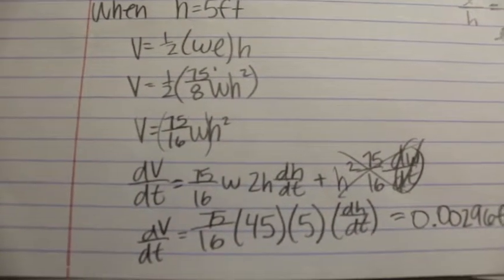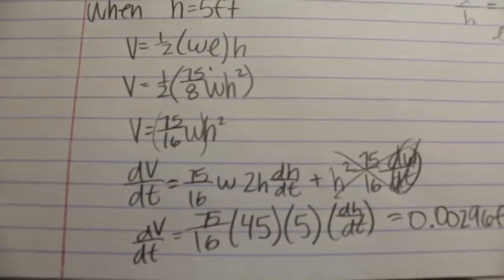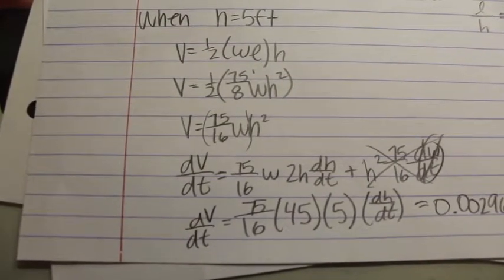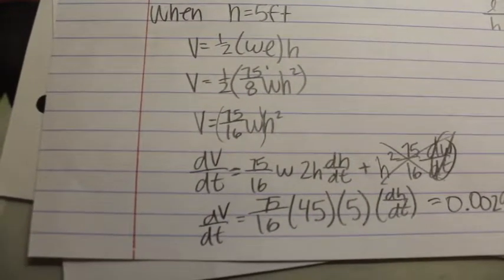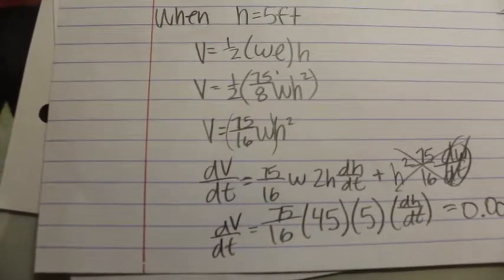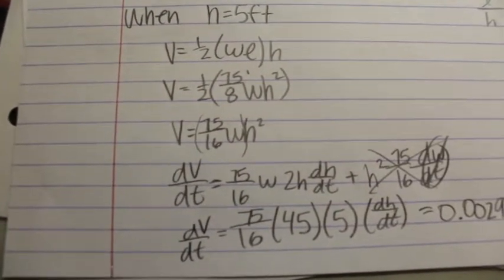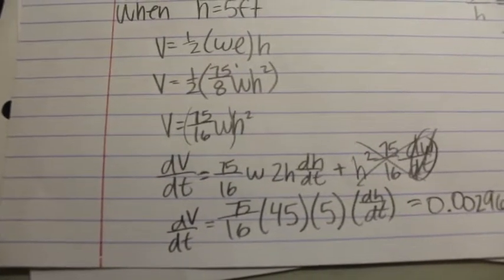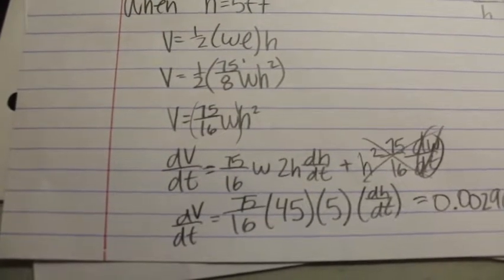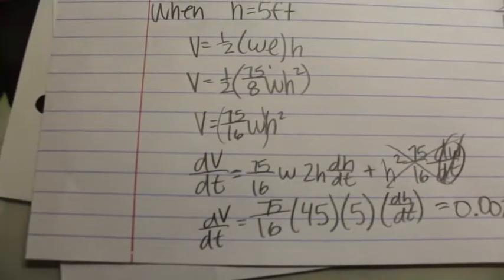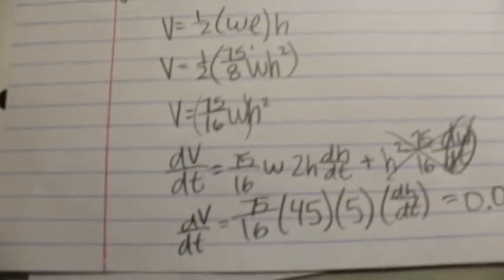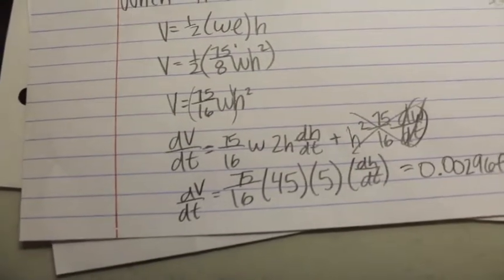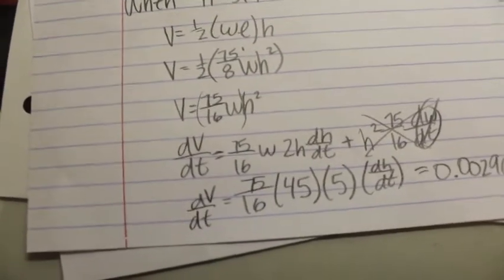You know that dW/dt will be 0 because the width never changes. dV/dt equals 5 because that is the rate at which the water is being pumped into the pool. W is 45 because the width is always 45. And 5 is the height that we're trying to find how fast the water is increasing at. So, we should get a smaller answer because at a higher height, the water will be increasing at a less quick rate.